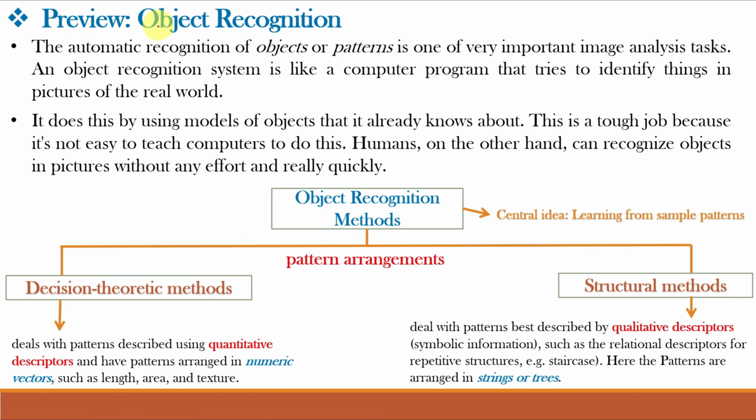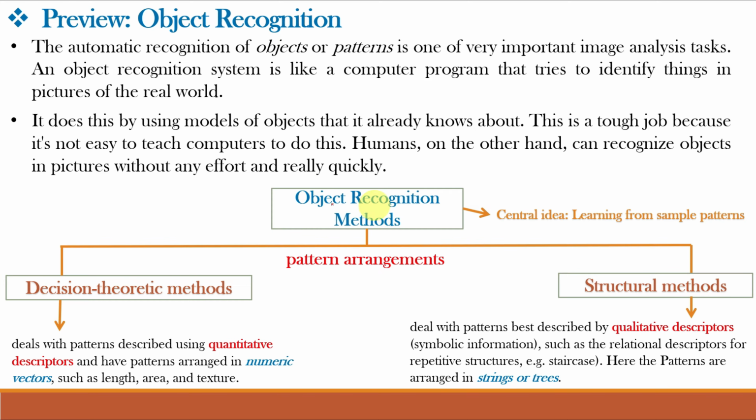Let us first see the introduction to object recognition. The automatic recognition of objects or patterns is one of the very important image analysis tasks. An object recognition system is like a computer program that tries to identify pictures of the real world. It does this by using models of objects that it already knows about. So this is a tough job because it's not easy to teach computers to do this. Humans, on the other hand, can recognize objects in a picture without any effort and also really quickly.